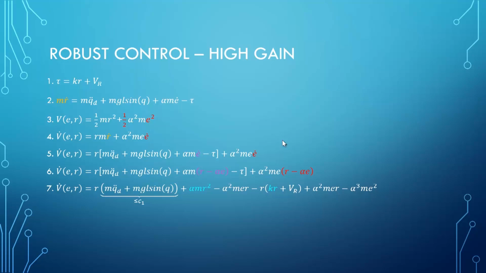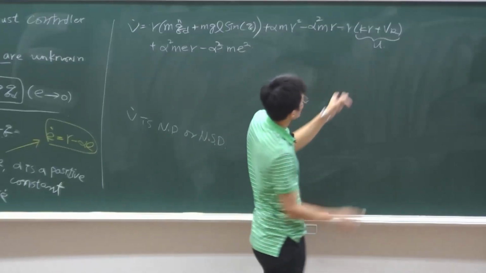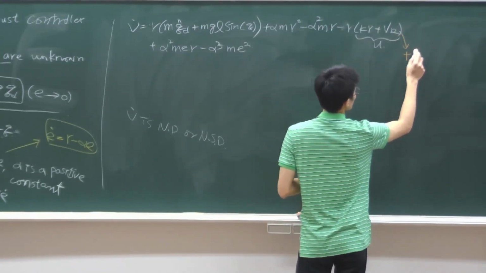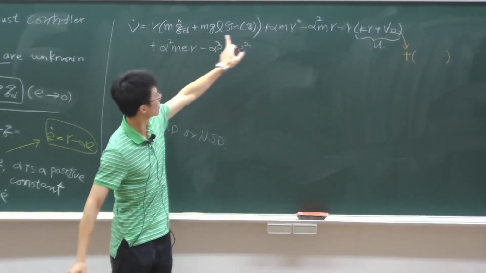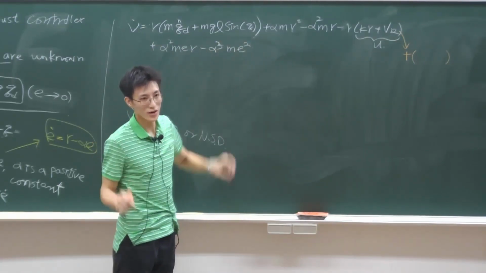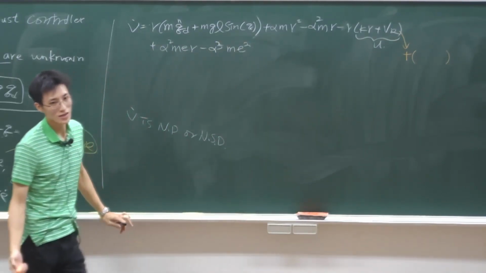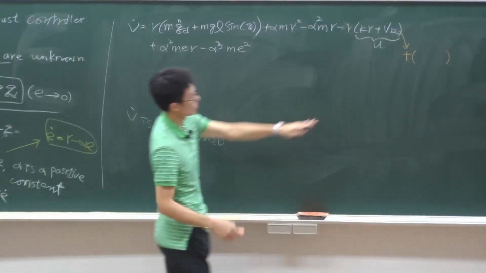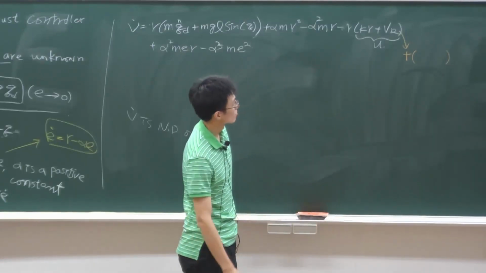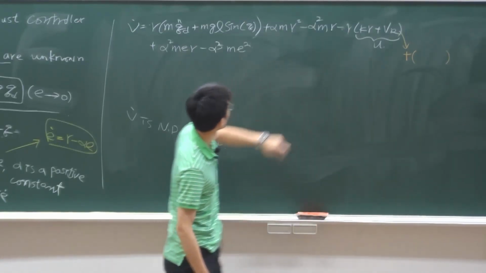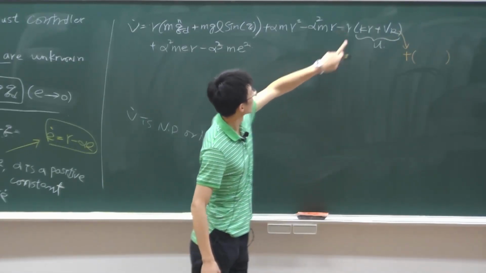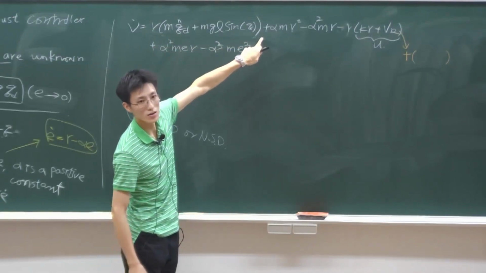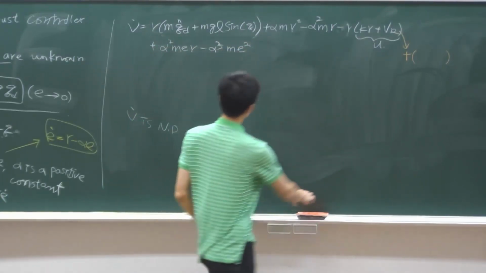But can you design maybe another term, plus some terms that cancel out this term? Can you? Probably you want to do this, right? If you can, what would be the term in the bracket? Oh, here it has minus R, and here it has plus R. So maybe you design this in the bracket, right?